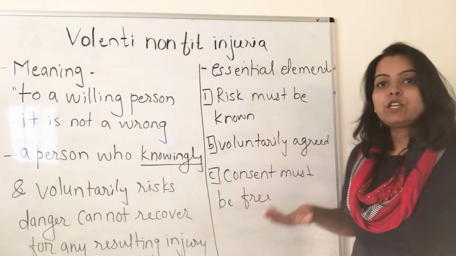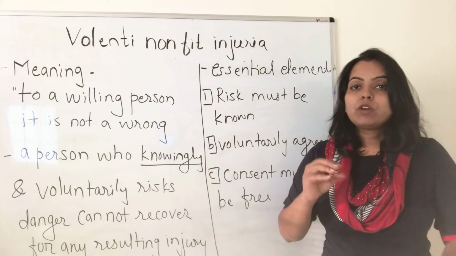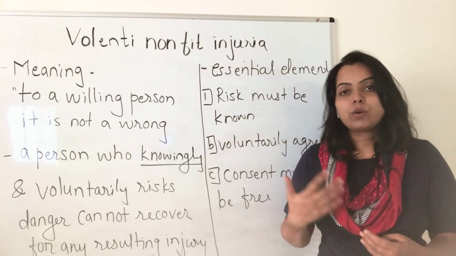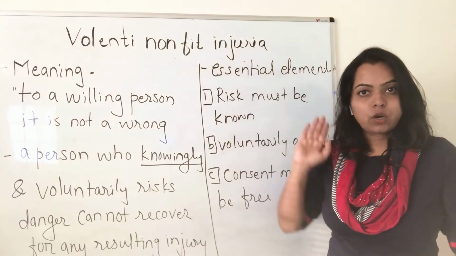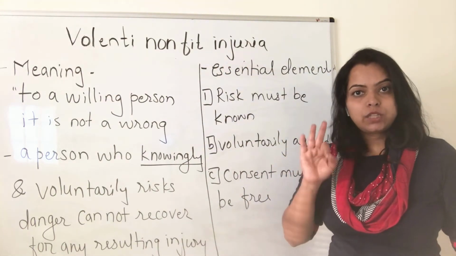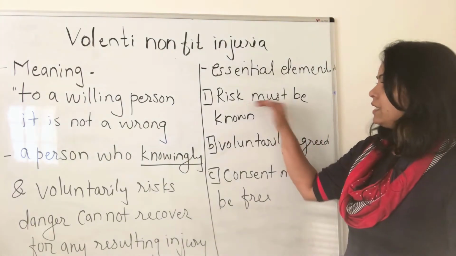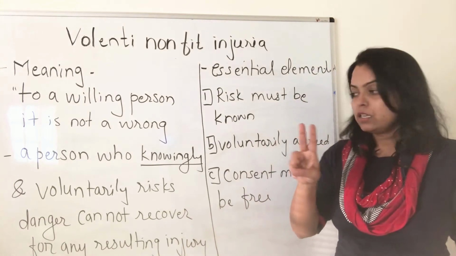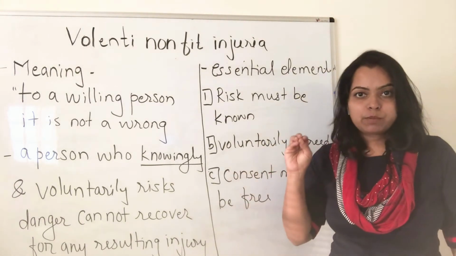Next, consent must be free. Over here, if someone threatens you to enter into an act, then volenti non-fit injuria is not applicable because the consent must be free. So 3 essential ingredients are very important. Number 1, risk must be known. Second, voluntarily agreed. And third, consent must be free.